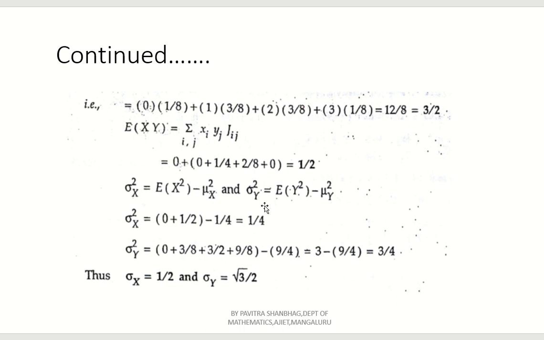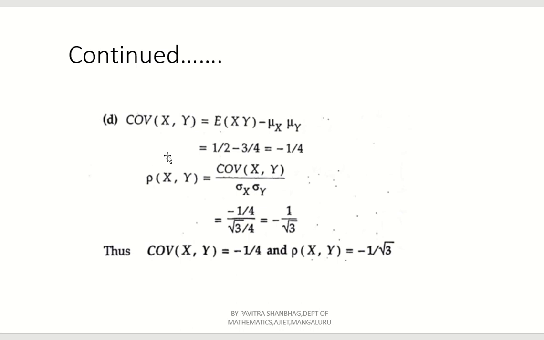Now take the LCM. What is sigma x? Square root of 1 by 4, that is 1 by 2. What is square root of sigma y square? That is root 3 by 2. Now we need to find covariance and correlation, right?